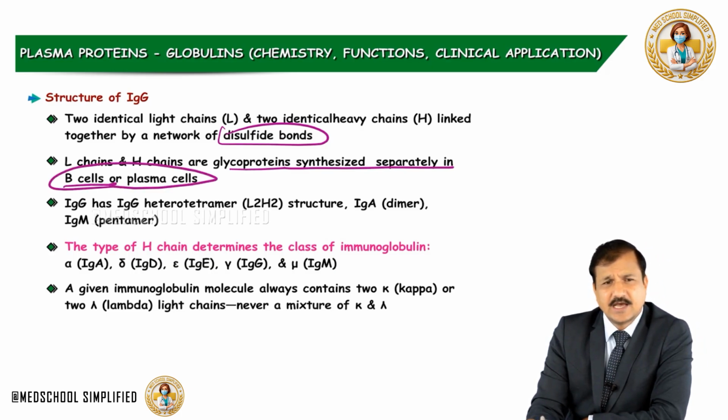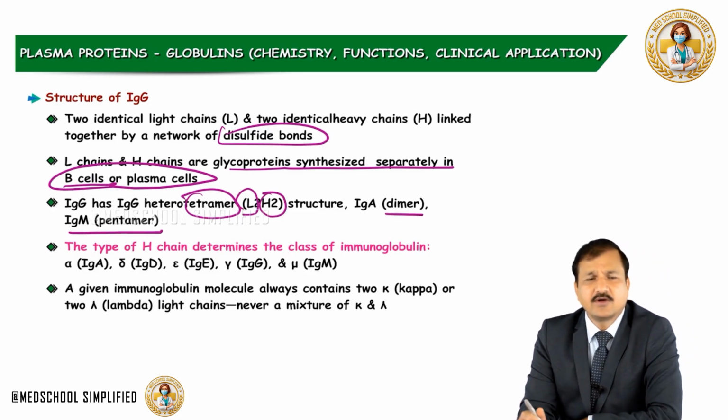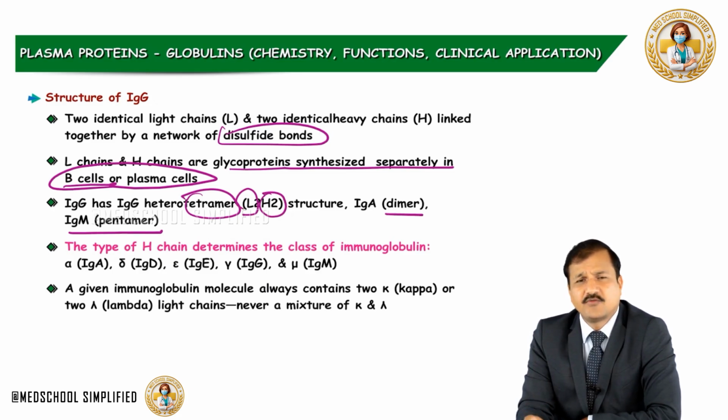And IgG is a tetramer, that is 2 light chains and 2 heavy chains, whereas IgA is a dimer and IgM in fact will have a pentamer. That means it will have 5 chains.